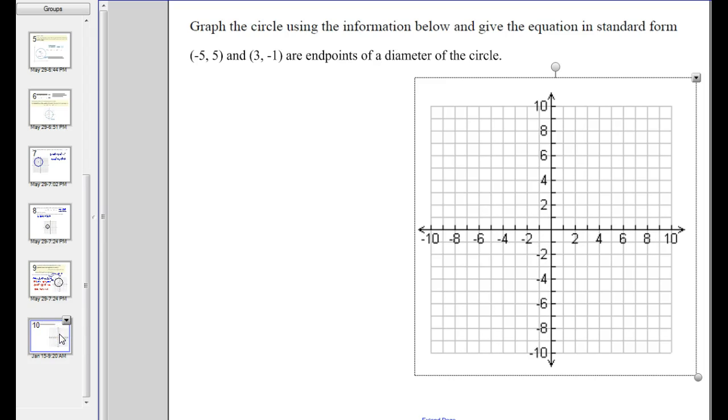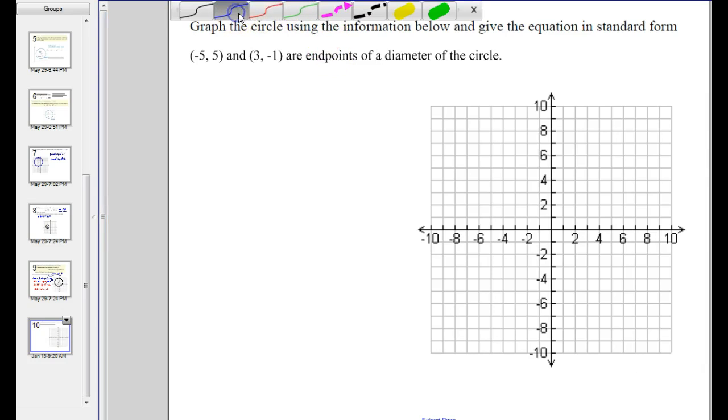Okay, so what we're given here are 2 points. And we're told that these 2 points are on the circle and they form a diameter, meaning that they pass through the center. This line segment would pass through the center. So -5, +5, and 3, -1. Those 2 points, if you connect them with a line segment, form a diameter of a circle.